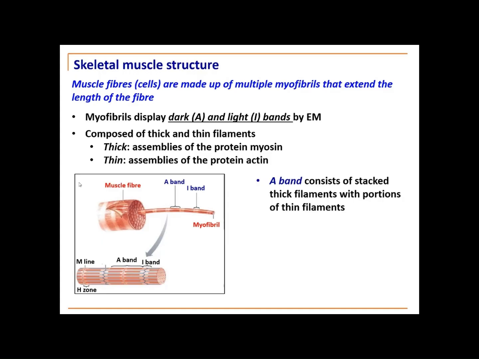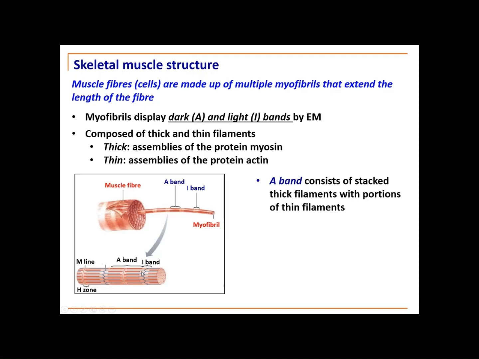So now we'll have a look at the A band. And remember the A band, that's this bit, or if we're looking at the other image, this bit, and this is the dark band. And it consists of stacked thick filaments. And remember what the thick filaments are? They're made up of myosin, but they have portions of the thin filament. So basically these A bands have got the protein myosin within them, and they've also got the protein actin.